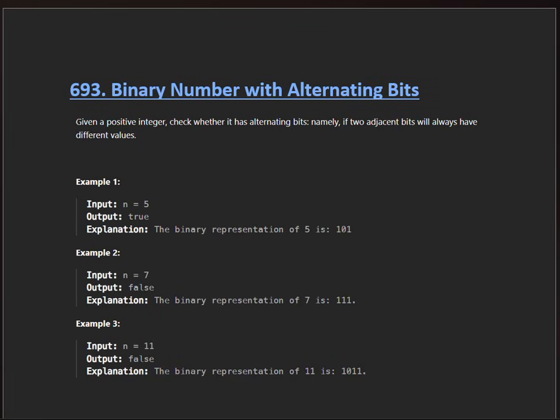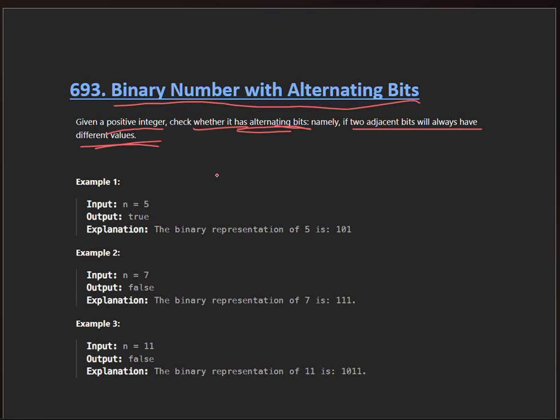So our today's LeetCode question is 693, that is Binary Number with Alternating Bits. In this question we are given a positive integer and we have to check whether it has alternating bits or not, that is, whether two adjacent bits will always have different values or not.